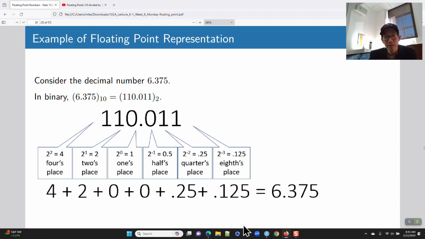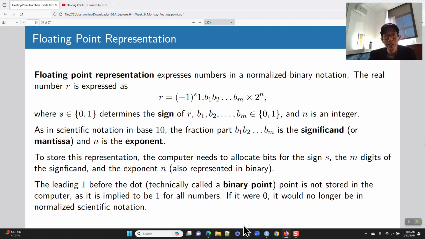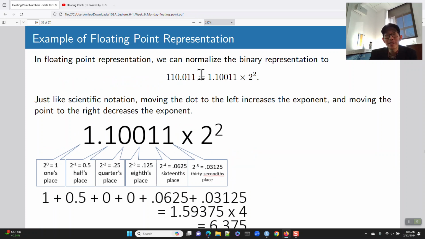So it feels weird, but these two things are exactly the same. It's just like scientific notation, but instead of multiplying by 10 to some power, it's multiplied by 2 to some power. So that would be binary floating point.